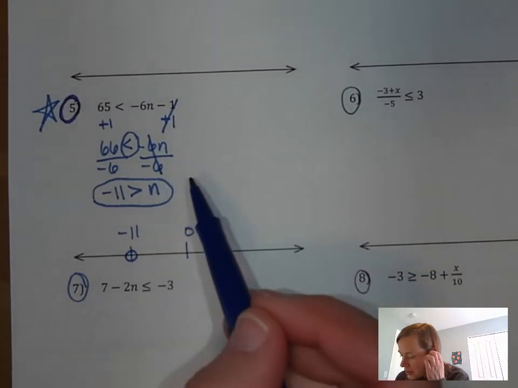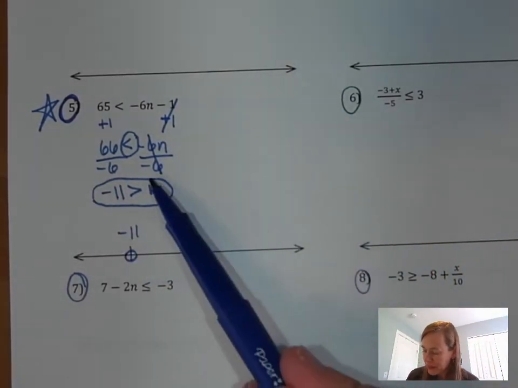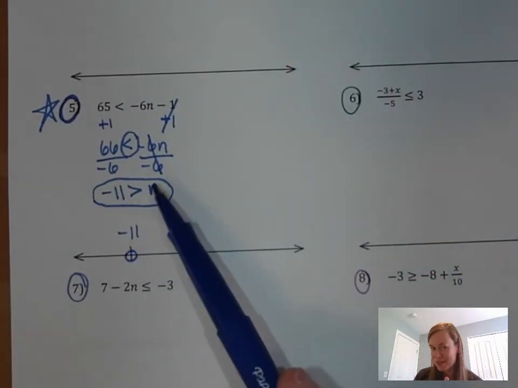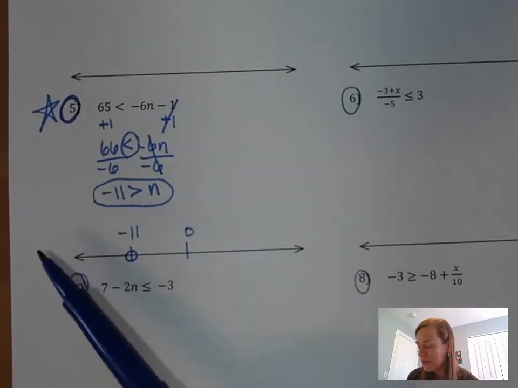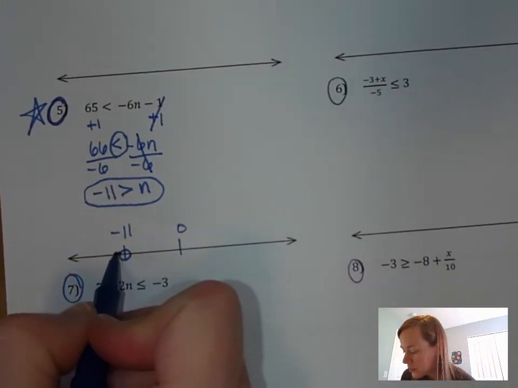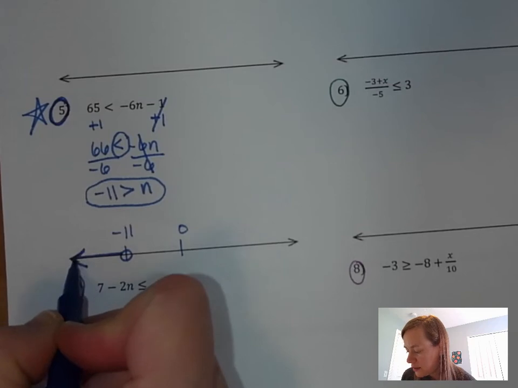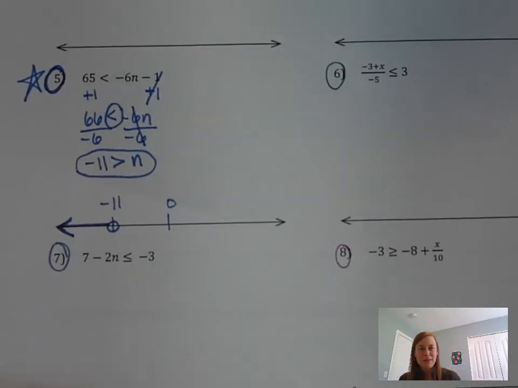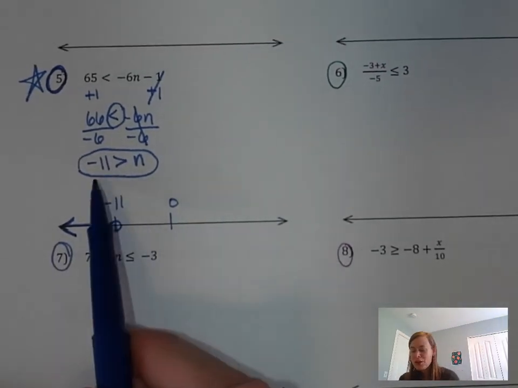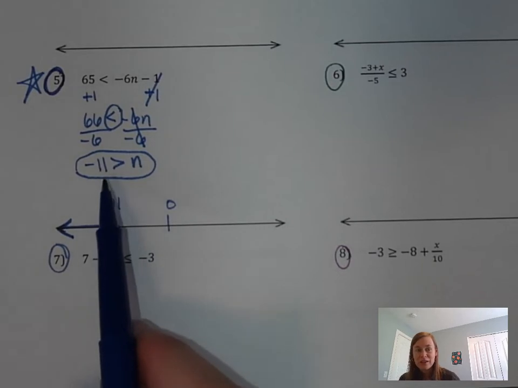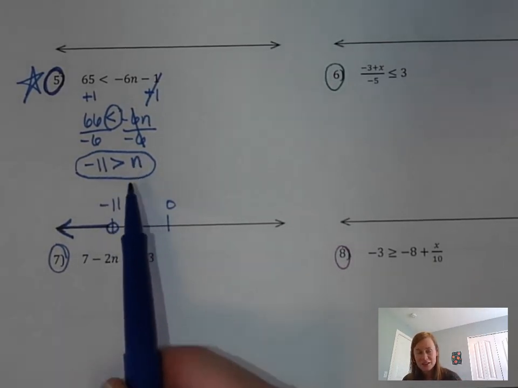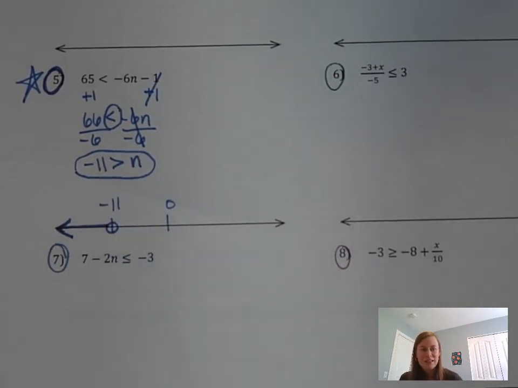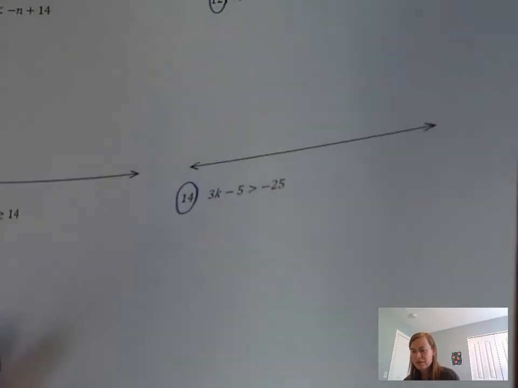Okay, cool. So I'm going to read it backwards again. N, or in other words, the answers, are less than negative 11. So that means they're going to be the smaller numbers off this way. And that's all we got to do there. You could read it the other way if you want. You could say negative 11 is greater than or is bigger than the answers, and you should get the same graph.